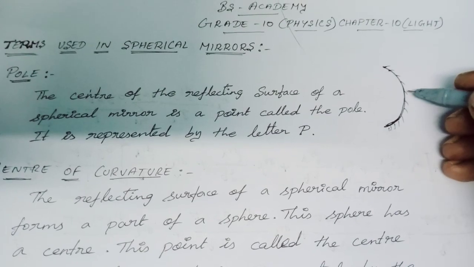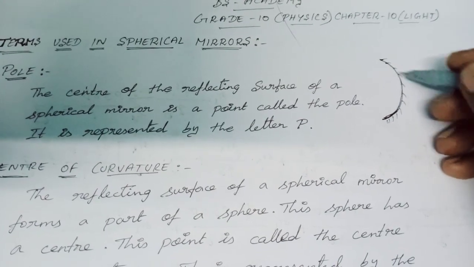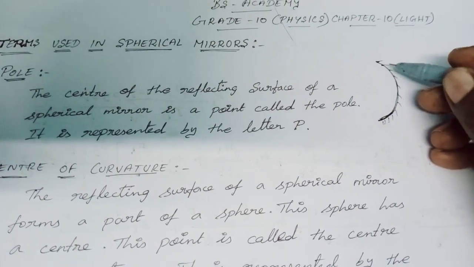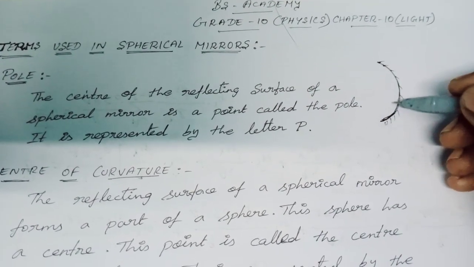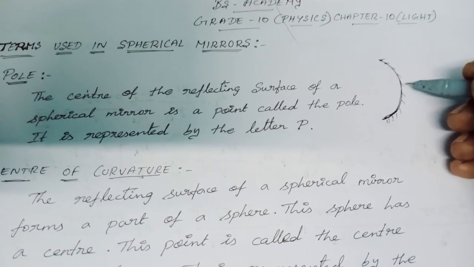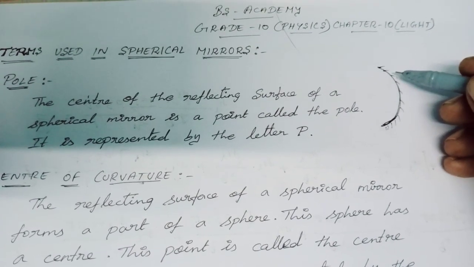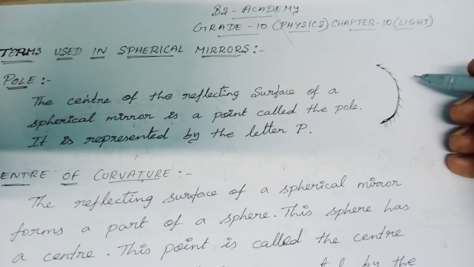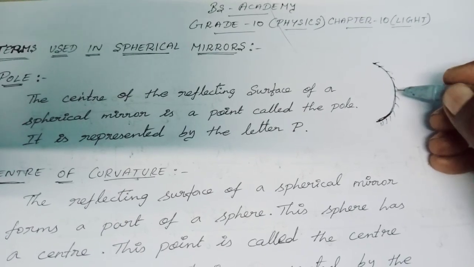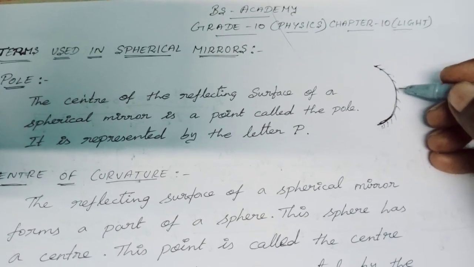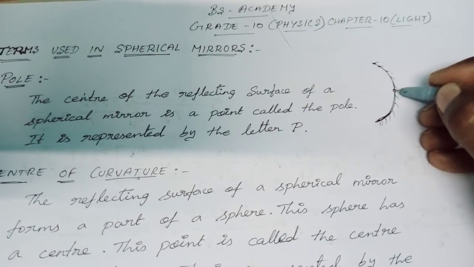If you turn this concave mirror and see the front view, it seems to be a circular part of a sphere. The side view is this, and the front view will be in the form of a circle. That circular reflecting surface of the concave mirror will have a center point, and that center point is called the pole. It can be represented over here because this is the side view. This will be the position of the pole.